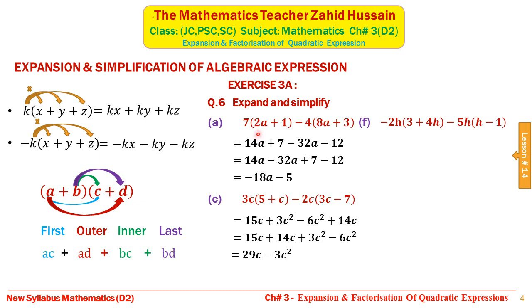F part is minus 2h into 3 plus 4h, minus 5h into h minus 1. Again we will multiply minus 2h with 3, minus 2h with 4h. Similarly minus 5h with h and minus 5h with minus 1. We will get this answer. Collecting like terms we get this. Again you can write h square first, minus 8h square minus 5h square.